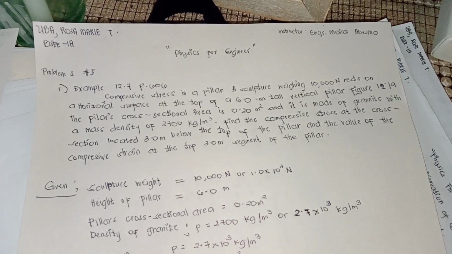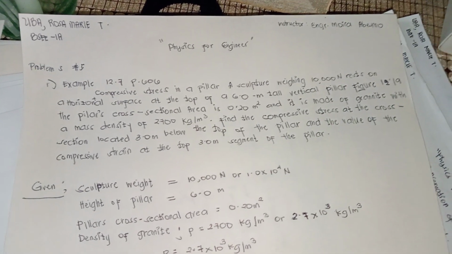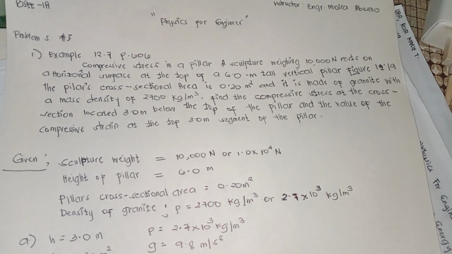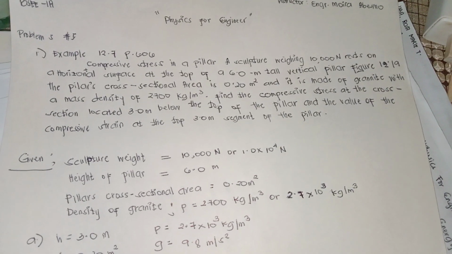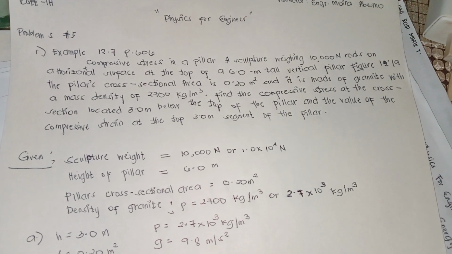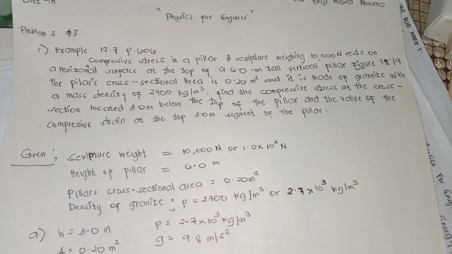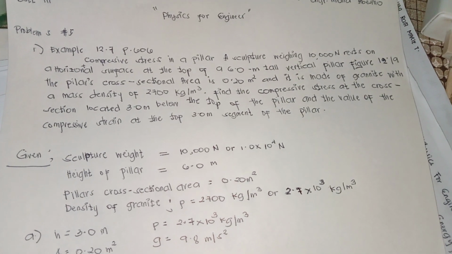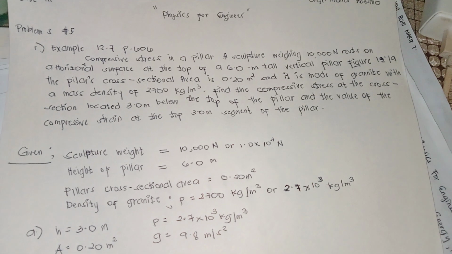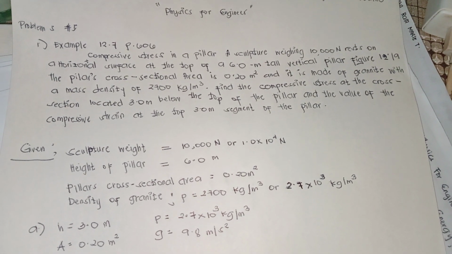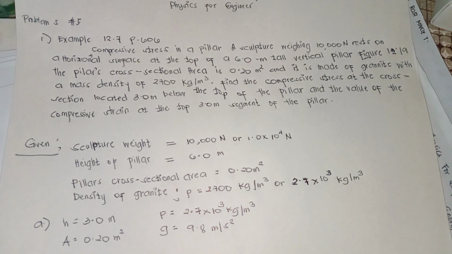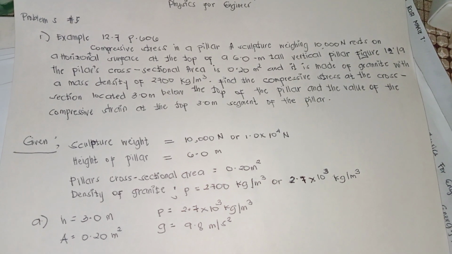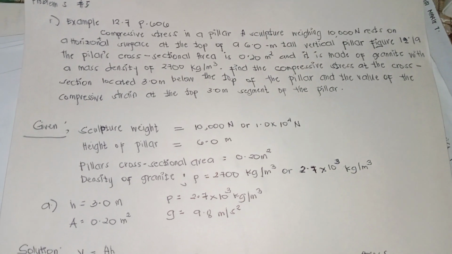Problem set number 5. Problem 1, example 12.7, page 606. Compressive stress in a pillar. A sculpture weighing 10,000 Newtons rests on the horizontal surface at the top of a 6.0 meter tall vertical pillar, Figure 12.9. The pillar's cross-sectional area is 0.20 meters squared and it is made of granite with a mass density of 2,700 kilograms per meter cubed. Find the compressive stress at the cross-section located 3.0 meters below the top of the pillar, and the value of the compressive strain at the top of the 3.0 meter segment of the pillar.